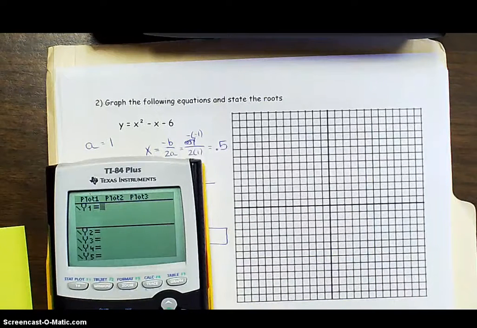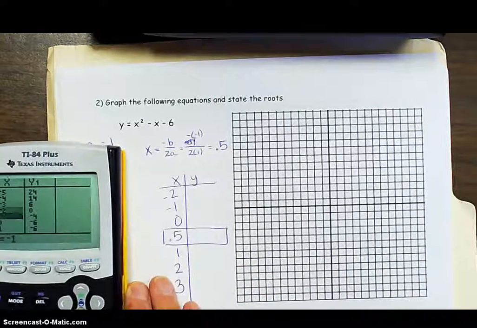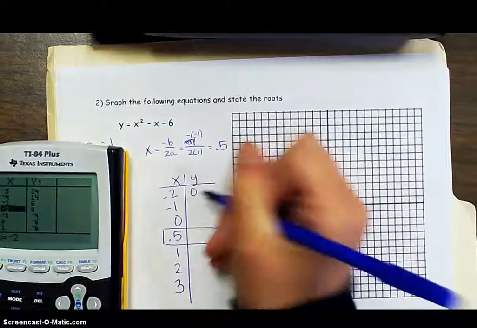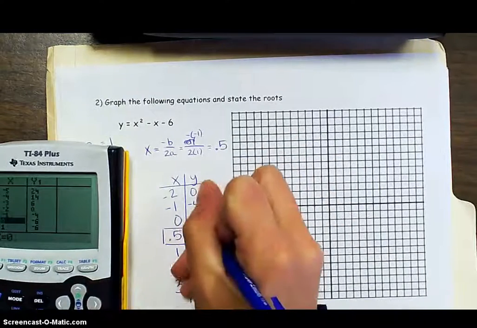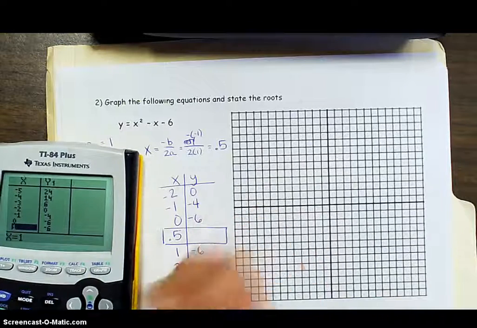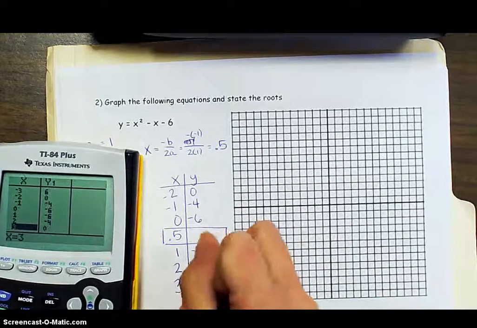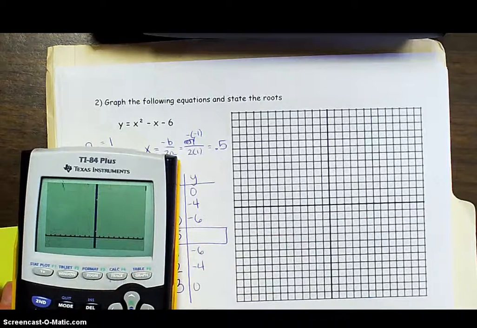So x squared minus x minus 6. And I go to my table of values. All right, so at -2, I see we get 0. -1 is -4. 0 is -6. Now careful, there's no 0.5 there, so 1 is -6. Then -4 and 0.